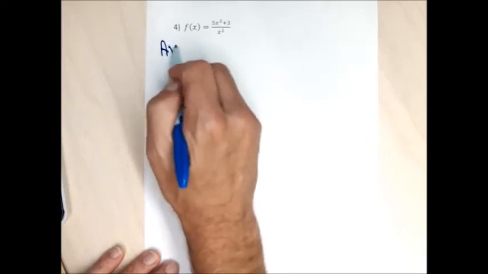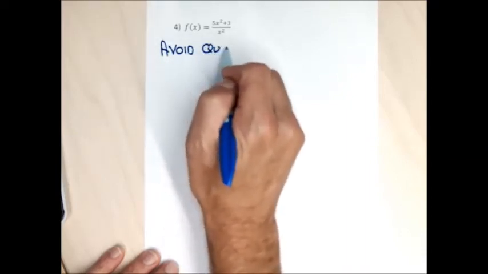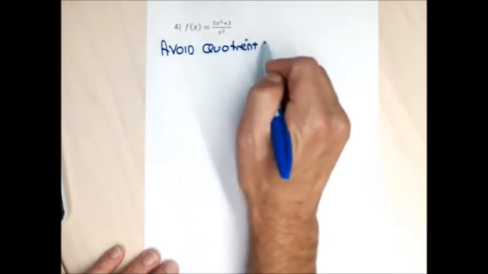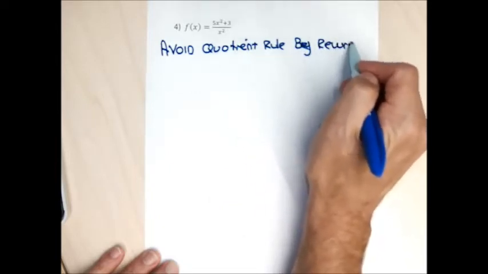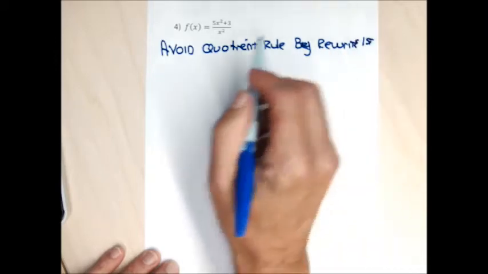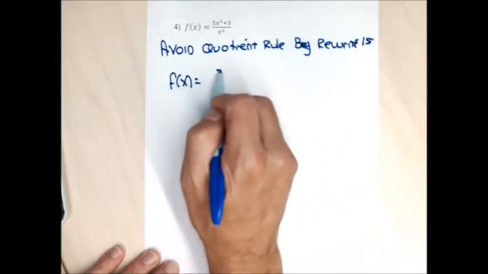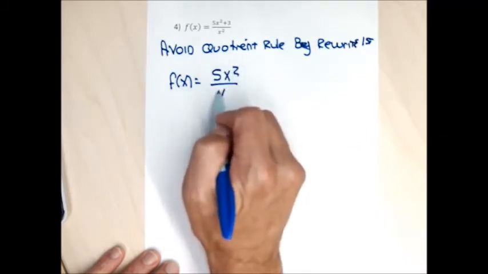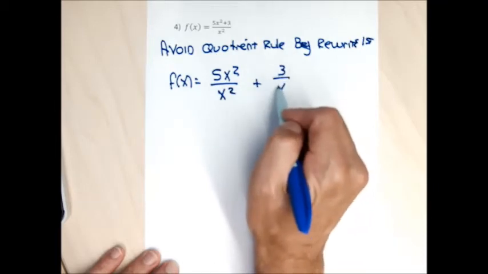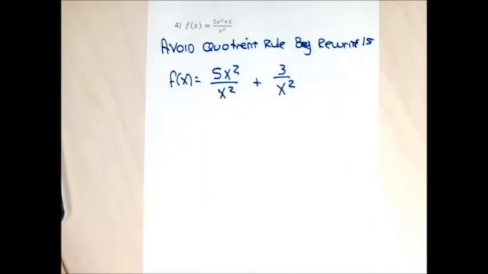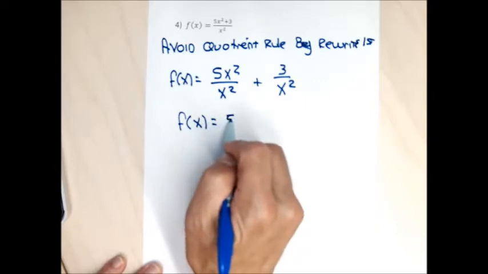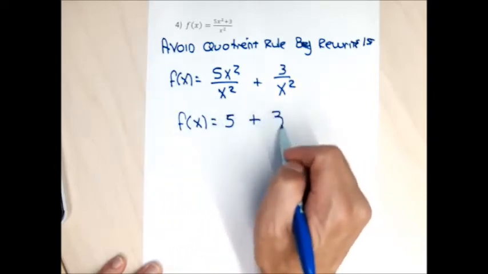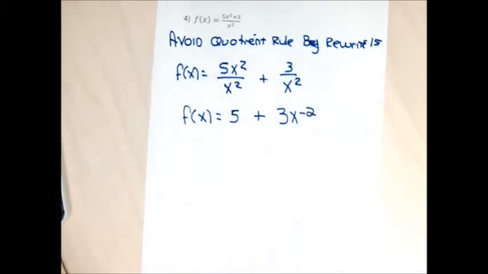So I can avoid the quotient rule by doing a rewrite first. And the rewrite that's necessary for this one is to separately write each term over the denominator. The first piece, the x squareds cancel, and I just get 5. The second piece, I'm going to make the fraction into something that has a negative exponent. So that's 2 steps to rewrite this problem, and now I can avoid the quotient rule.